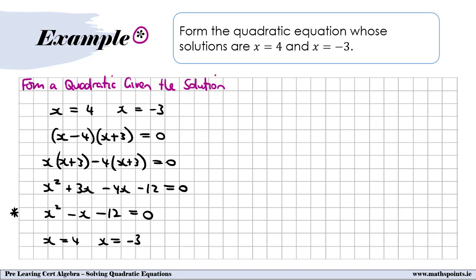So one method of forming a quadratic given the solutions would be to put them back in the brackets and then multiply these out and get the actual required quadratic equation.